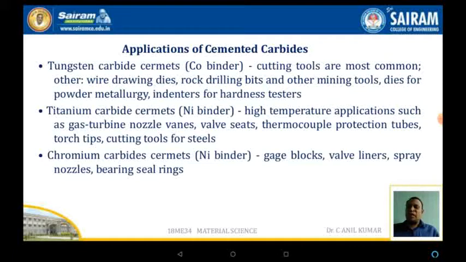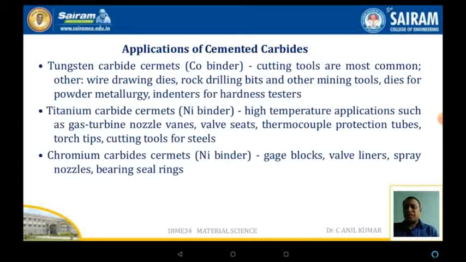They are most commonly used either in dies or drilling bits or other mining tools. Dies are manufactured using powder metallurgy techniques, where the material is very hard and can take very huge loads.